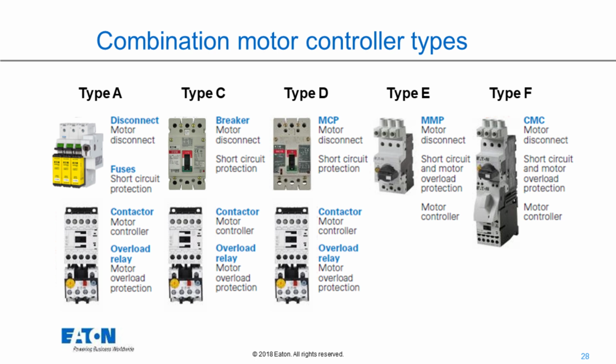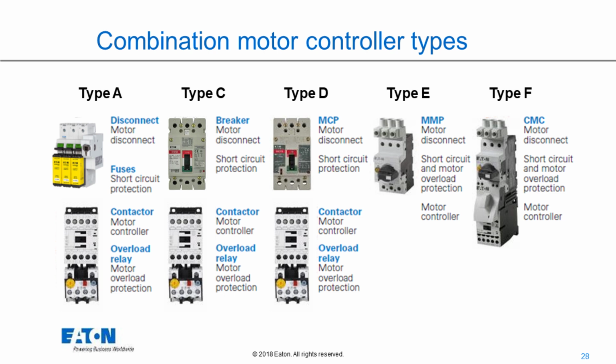Type C uses a UL489 inverse time current curve breaker, providing short circuit protection, and also motor disconnect function. Type D, MCP, that's the instantaneous circuit breaker, magnetic only, no thermal overload element in it, and it protects that downstream contactor and overload magnetic motor starter.